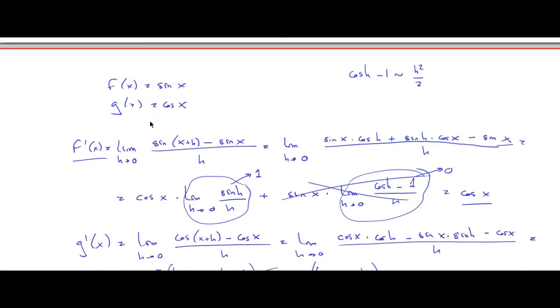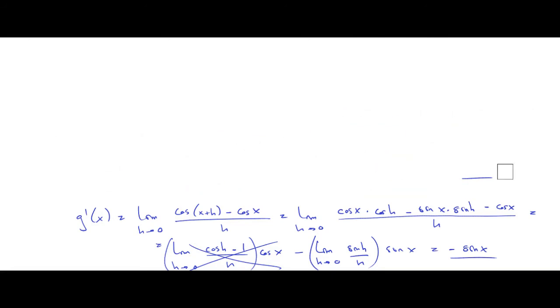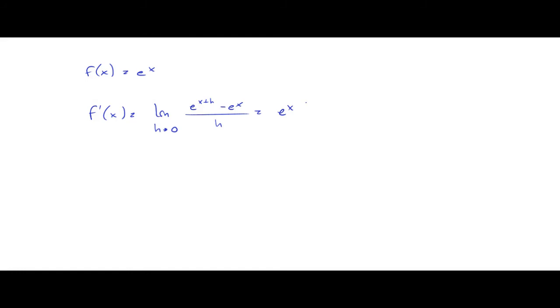Okay, let's do the exponential. So the exponential is f of x equals e to the x. F prime is the limit when h goes to 0 of e to the x plus h minus e to the x, divided by h. But then we can get the common factor e to the x out. The limit when h goes to 0 of e to the h minus 1 divided by h. But we know that this is 1, so this is e to the x. That's why the derivative of e to the x is the same function, and that's actually the only function that has this property. That's a very interesting one.